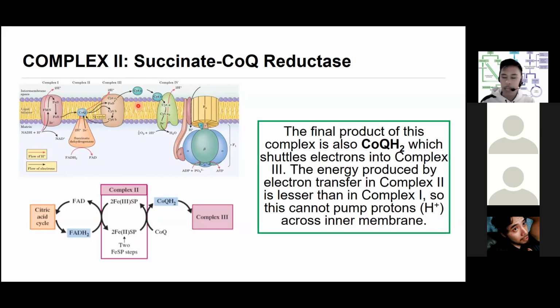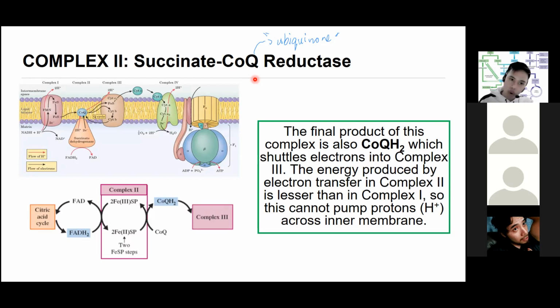By the way, coenzyme Q is also known as ubiquinone. The reason why it's called ubiquinone is because it's ubiquitous. It's an ubiquitous kind of coenzyme. Why did I say it's ubiquitous? Because most of the cell contains ubiquinone. It's very, very abundant. So in any part of the cell, you would see coenzyme Q. That's why it's called ubiquinone.